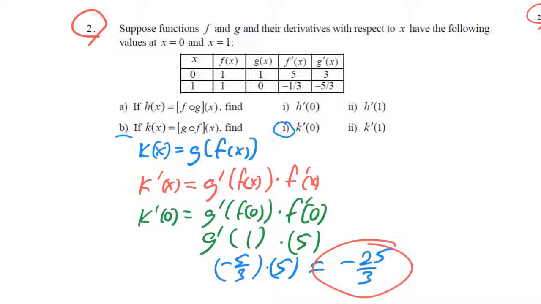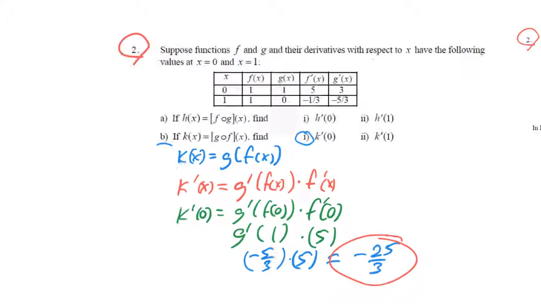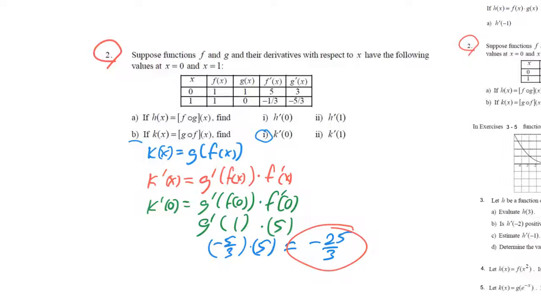And that's my answer. So that's how you do number 2 when you have chain rule, right? It's a little bit more complicated. It's a little bit more confusing. But you've just got to get your formula correct in the beginning, and then, again, be careful when you're going through your table and pulling out values.